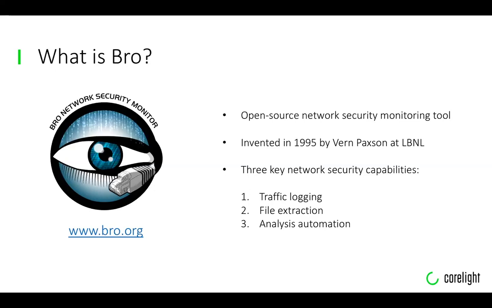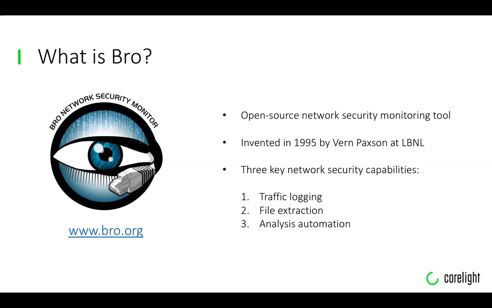Bro helps you get all of those files crossing the network, extracts them and reassembles them, and allows you to store them in a location for later forensic analysis, or you can put those files directly into a file analysis tool. And the third thing that Bro does is it allows for analysis automation.